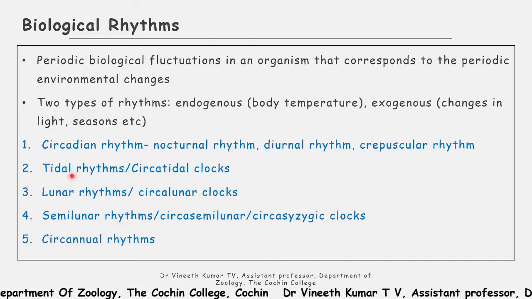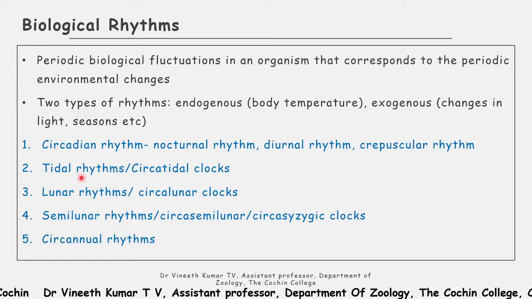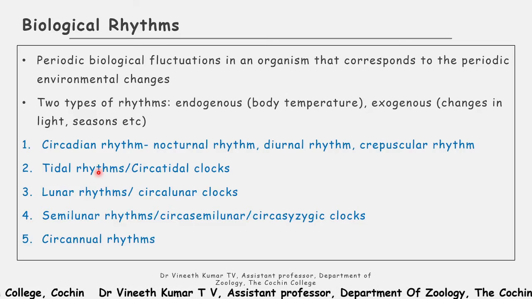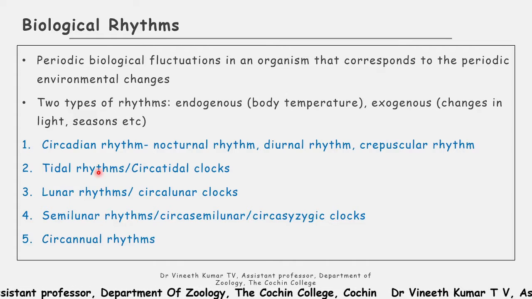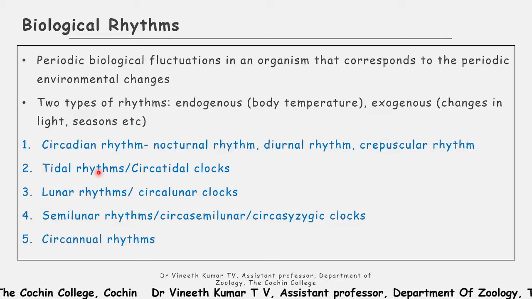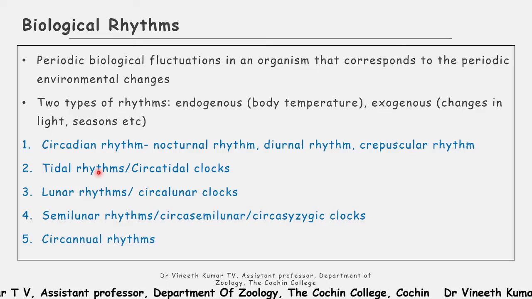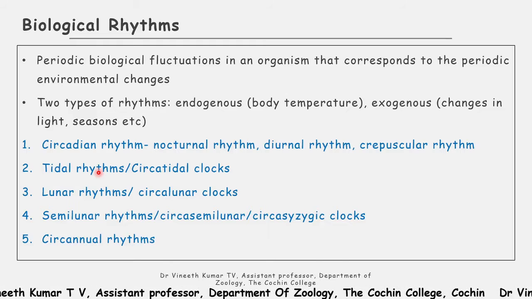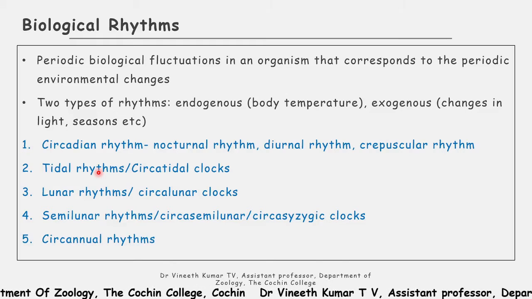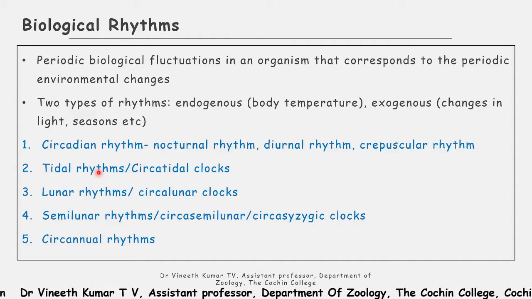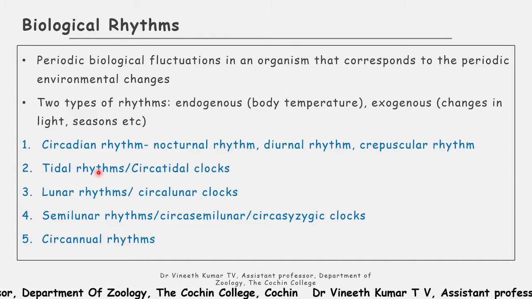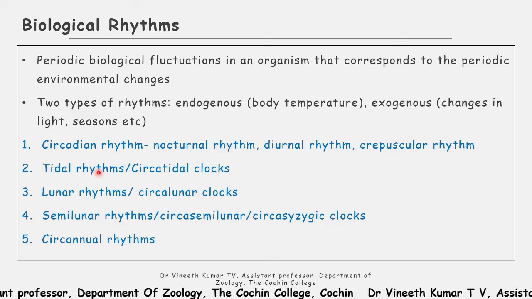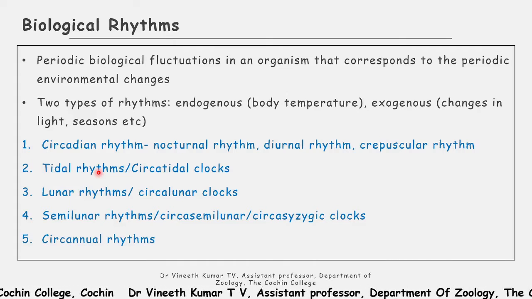So tidal rhythms are also cyclic, and that depends on the high tide and low tide. Depending upon the high tide, some animals become active, and at low tide, some animals become inactive. The opposite can also be true for some other animals. Next is the lunar cycle or circalunar cycle, which has a periodicity of 29 and a half days. The 29 and a half days of the lunar cycle coincides with what is called the lunar rhythm. Some animals show the synchrony of their behavior with the lunar cycles. Lunar cycles are also common among marine invertebrates and insects.